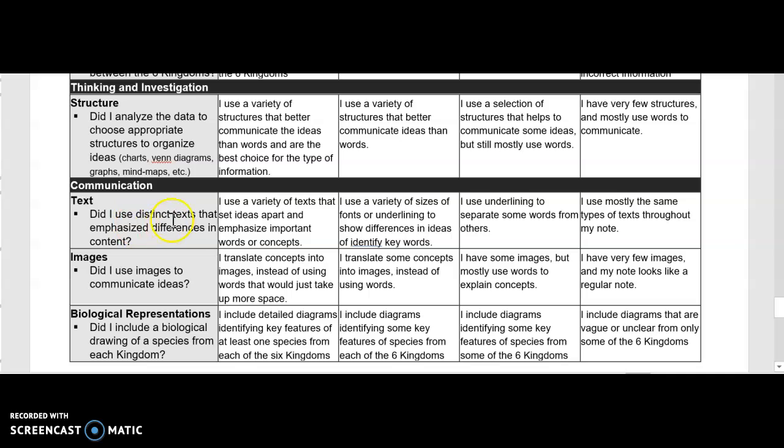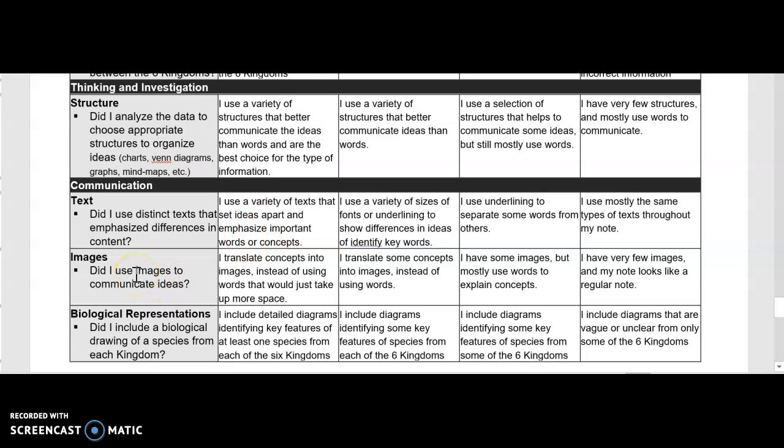For text, did you use distinct text that emphasize differences? So here I find a lot of people will do things like I'm just going to underline certain things to kind of show they're important. Again, as I showed you in the beginning, these can be much more detailed than that, and that's what I'm looking for. And the point of this is to set ideas apart and emphasize important words or concepts.